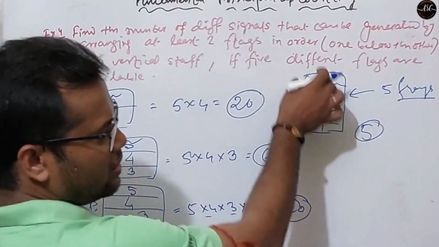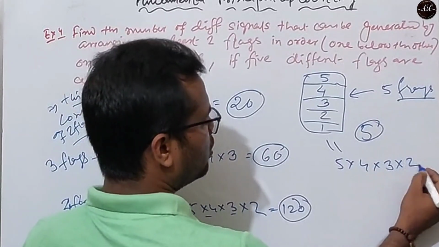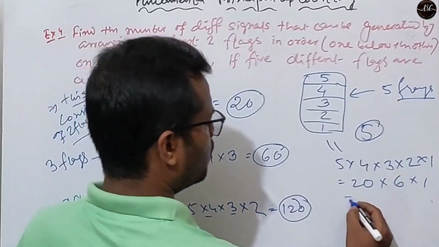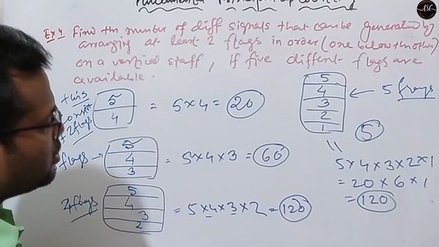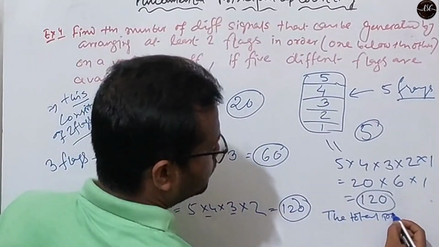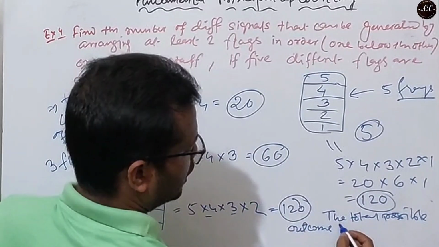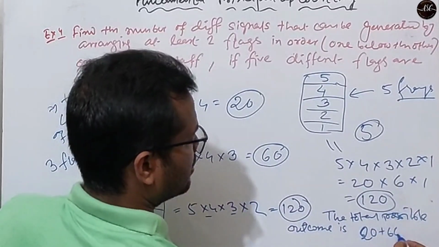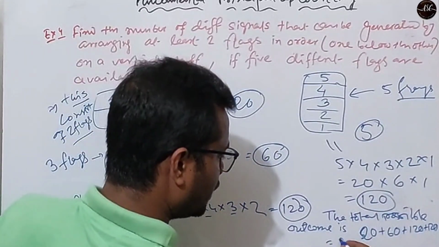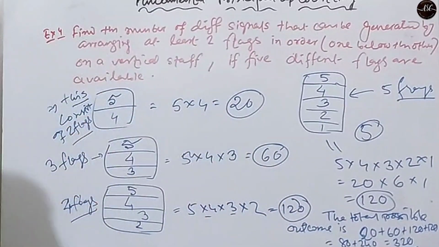So the possible outcome is 5 into 4 into 3 into 2 into 1. That means 20 into 6 into 1. That means 120. So the total possible outcome is 20 plus 60 plus 120 plus 120, equal to 80 plus 240. That means 320. Okay, clear?